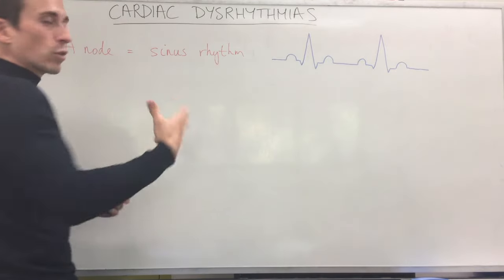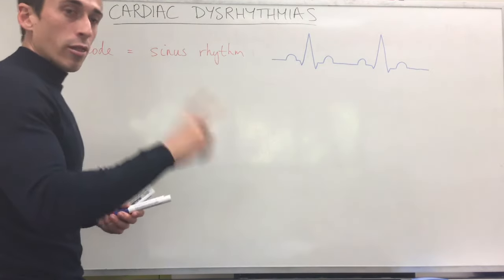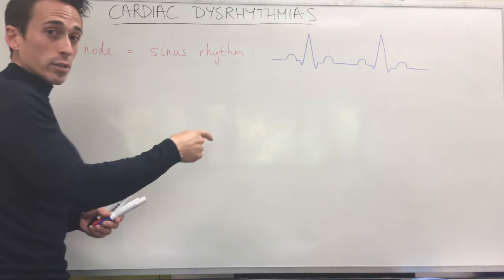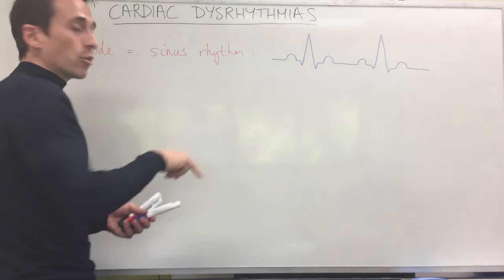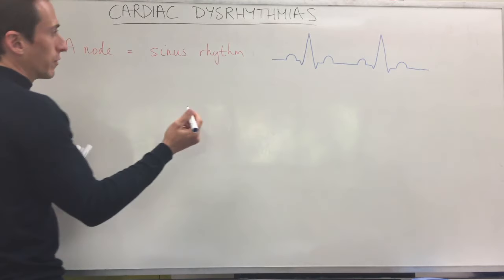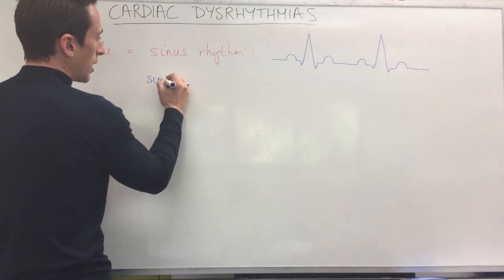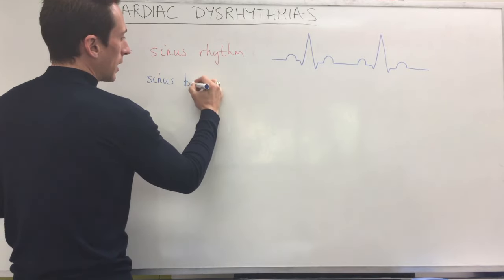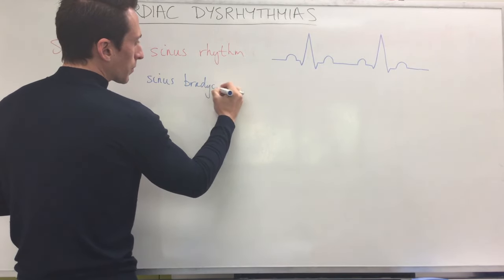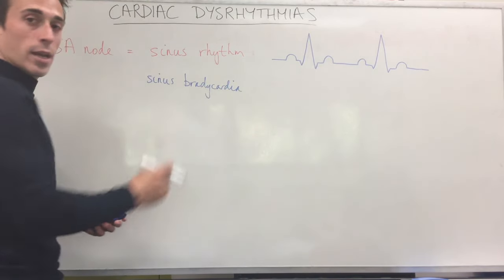Let's start talking about some common dysrhythmias for the SA node. There are two major types: those which increase the rate of the sinus rhythm, and those that decrease the rate of the sinus rhythm. So let's first look at those that decrease the rate of the sinus rhythm. These are known as sinus bradycardias. Bradycardia tells you that it's slowing down, okay?